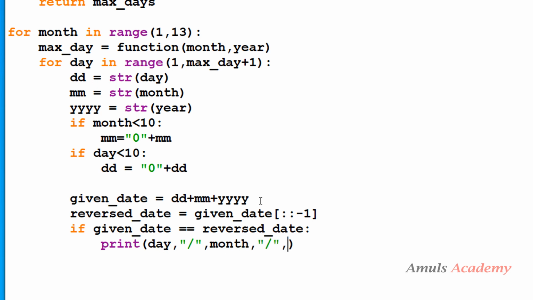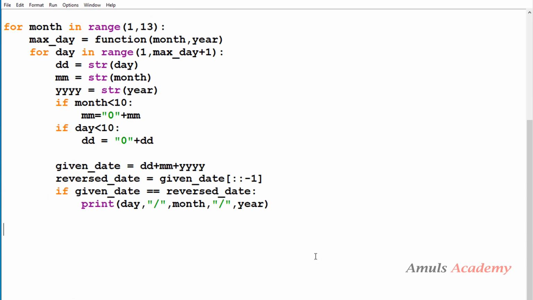Here we took the date as a string and we reversed that string, and we'll check whether the given date is equal to the reversed date. If yes, then print that date. That means that date is a palindrome, so print that date. Otherwise, no need to do anything, because we want to print the palindrome dates in the given year. If it is not a palindrome, don't print that. That's it. So we are done with the program.